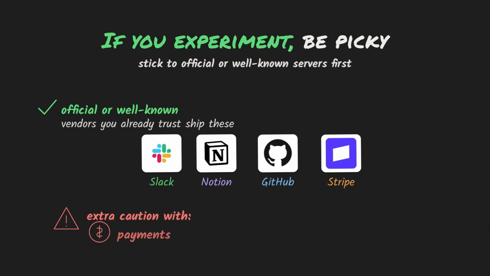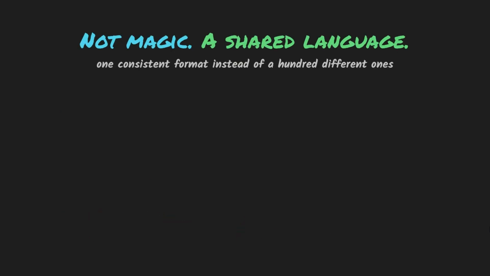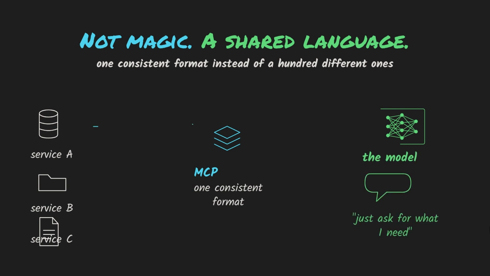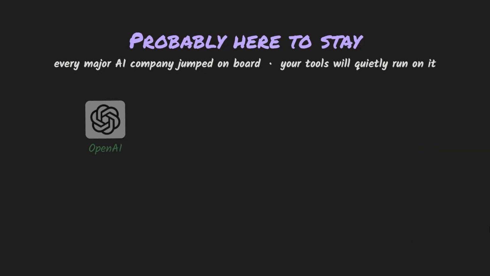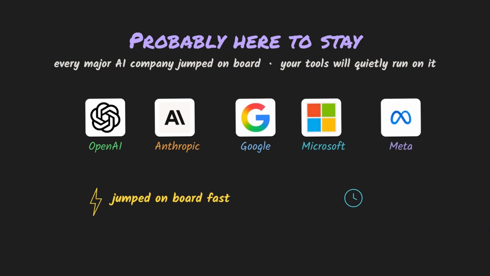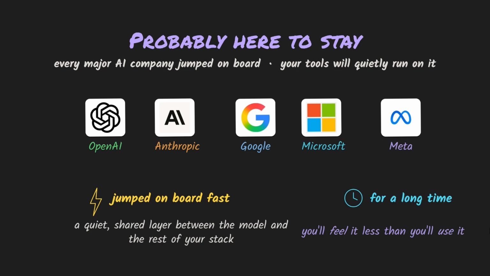That's the core of what MCP actually is. It's not magic, it's a shared language that lets an AI model stop guessing how to talk to 100 different services and instead just ask for what it needs in one consistent format. And given how fast every major AI company jumped on board, it's probably going to be the thing your tools are quietly running on for a long time.